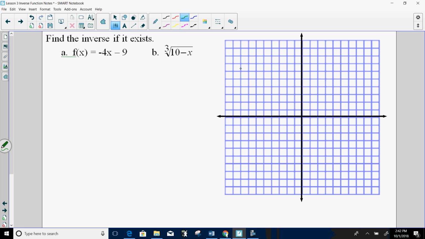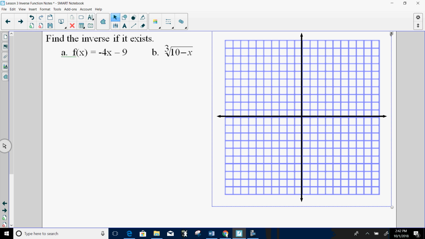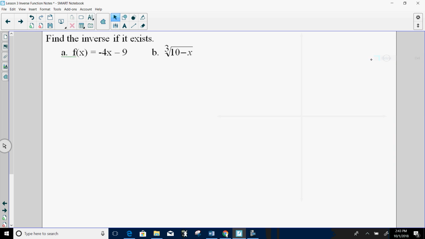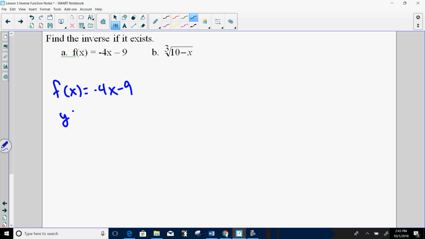So let's go for the first example. Okay, and I'm going to get rid of this graph here because we don't need the graph. Okay, so we're going to take these two and we're going to find the inverse. We're going to take this first one, f of x equals negative 4x minus 9. Step 1 is rewrite with a y. Step 2, switch x and y. So I'm going to switch x and y. There's step 2. Step 3 says to solve for y.